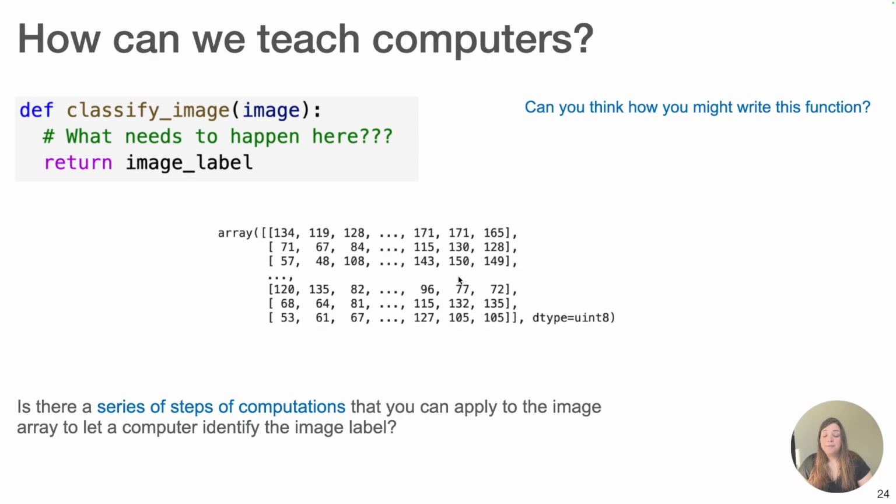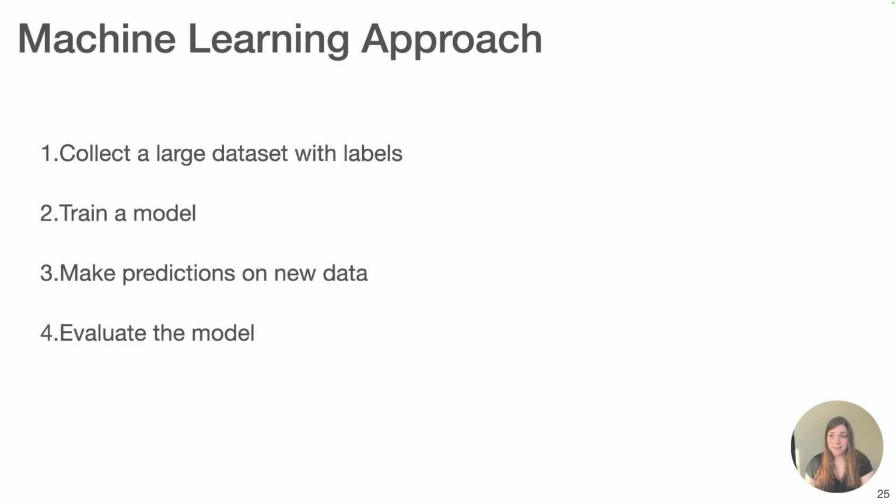Is there a series of computations that you might take in order to process this image? A lot of people have tried to solve this problem by inventing or making up different ways of processing these numbers. But what has worked really well in recent years is the machine learning approach, which is also the approach of deep learning. I will show you a bit of the differences later on.